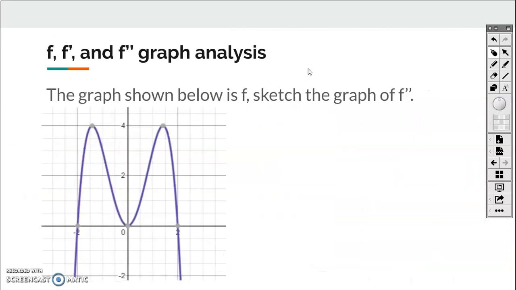All right, now if you skip f prime is where it gets a little bit harder. So we're going from f to f double prime. So go ahead and hit pause.